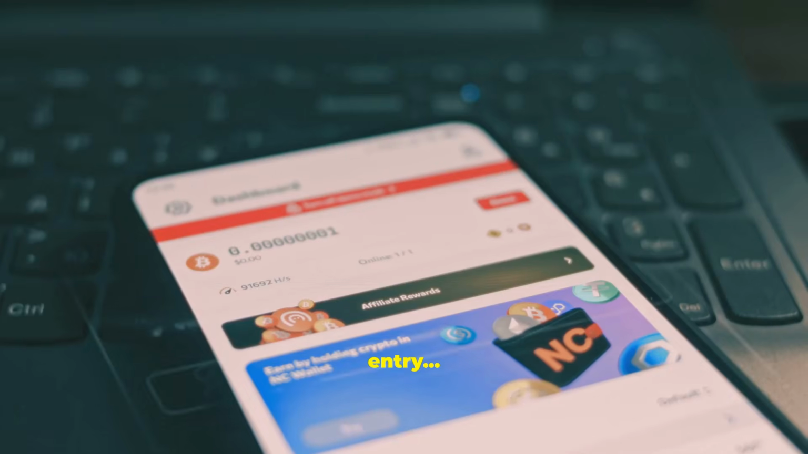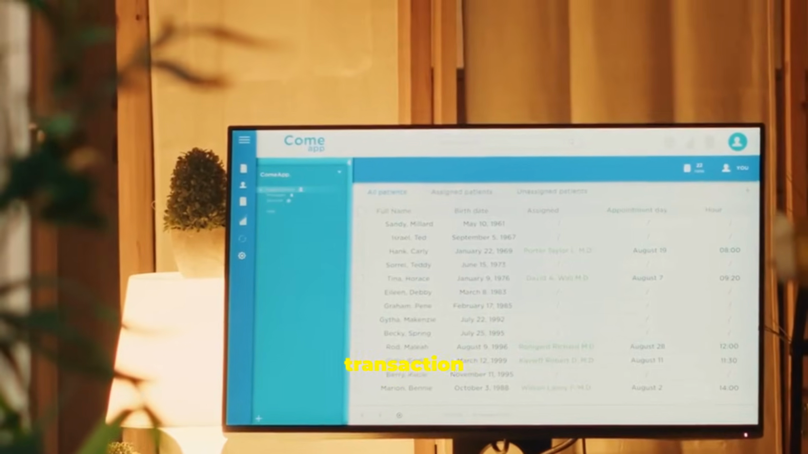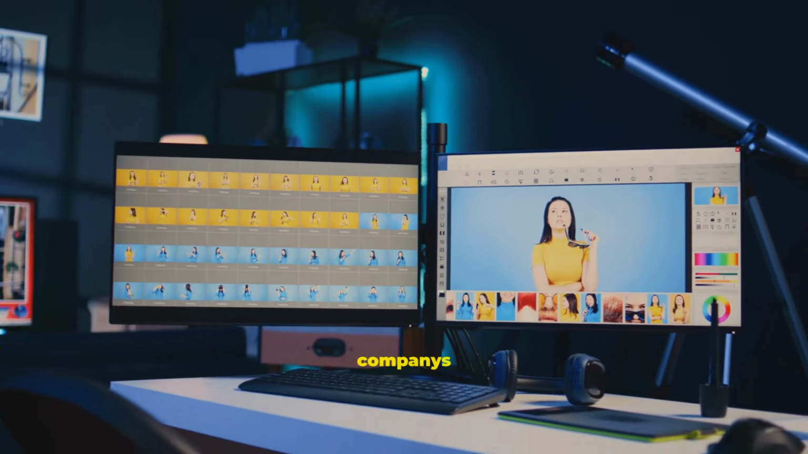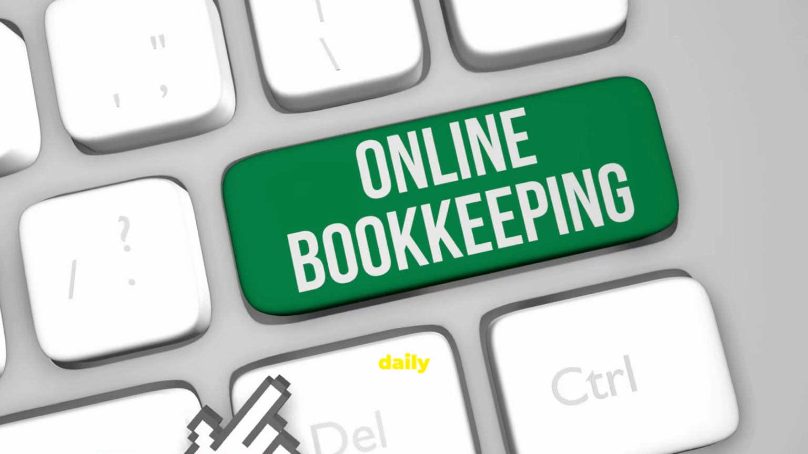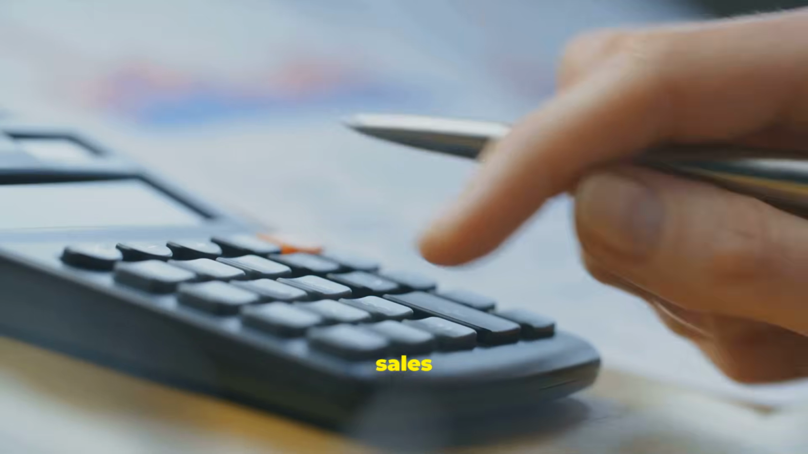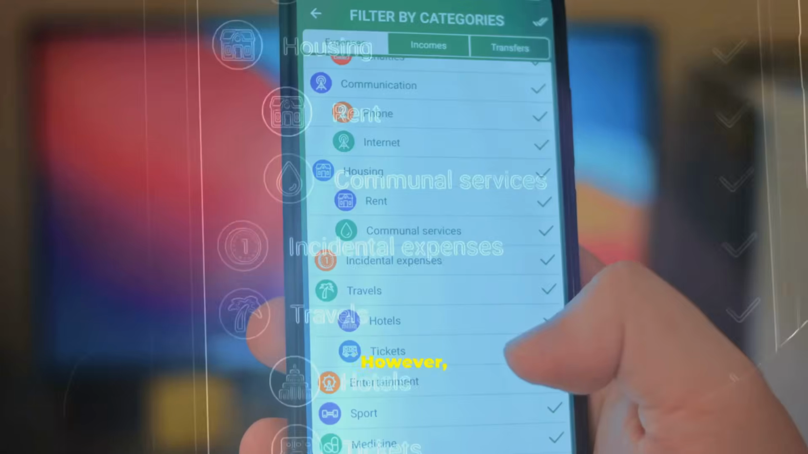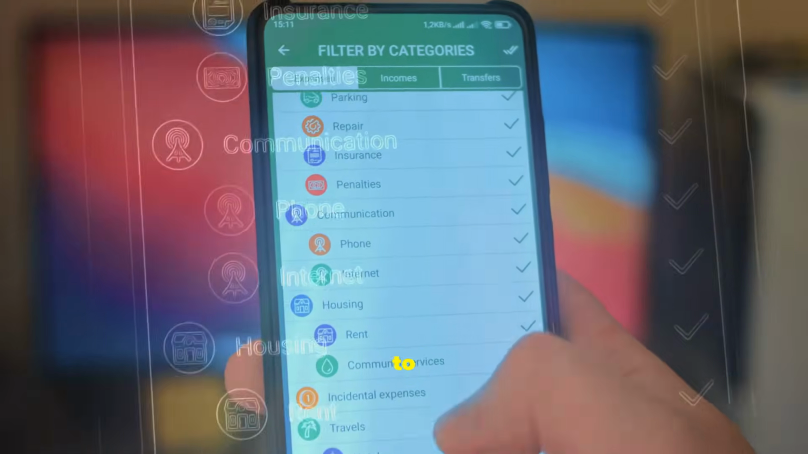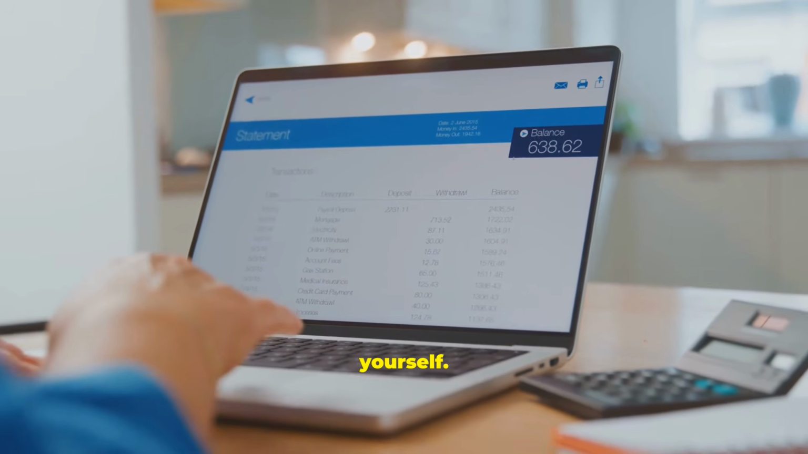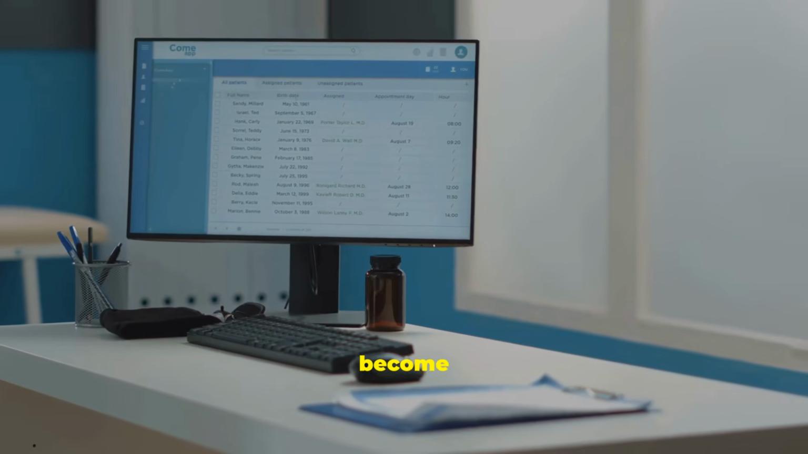A journal entry is a way to record a business transaction in your accounting software. Think of it as a manual entry in your company's books. Most of your daily transactions are automatically recorded by QuickBooks Online, such as sales receipts and bills. However, there are times when you need to make adjustments or record unique transactions yourself. This is where journal entries become essential.